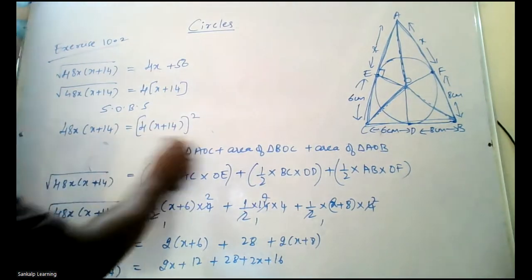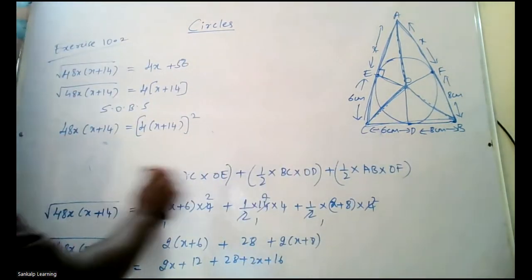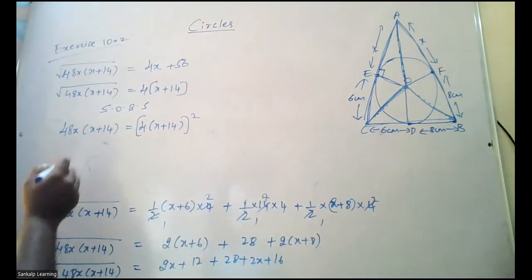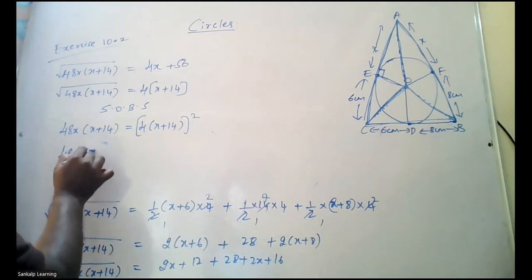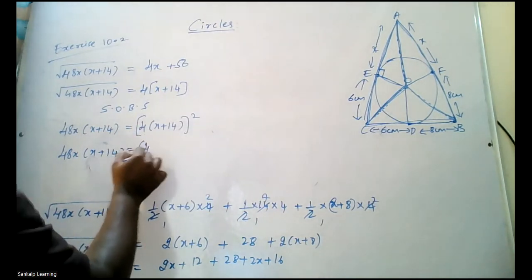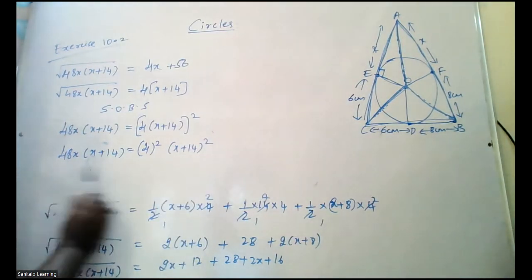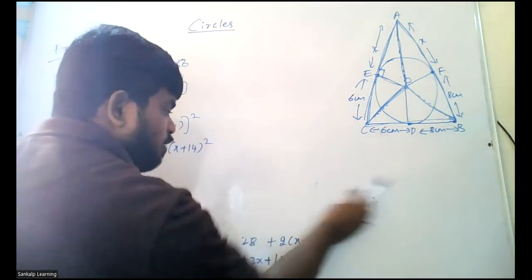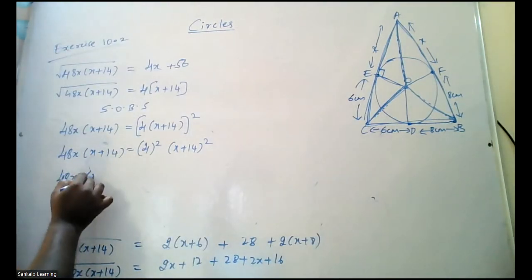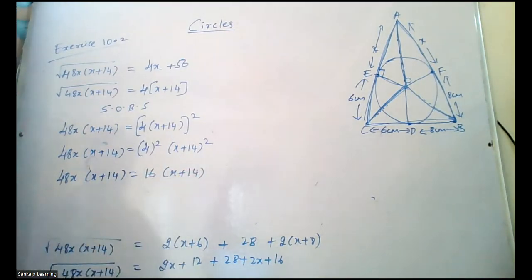Now, let's continue. The last step. Once you get the x value, you can easily find everything. Now, if you observe 48x into x plus 14, since they are in multiplication, I can split the square: 4 square, x plus 14, the whole square. Now, very simple. 4 square, 48x into x plus 14 equals 16 into x plus 14, the whole square.